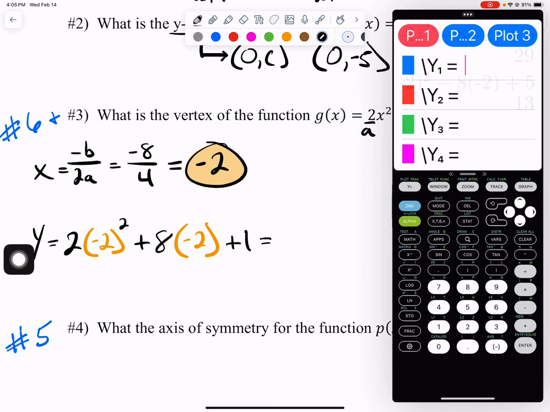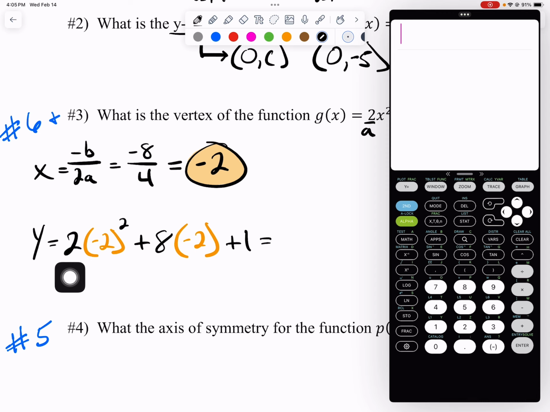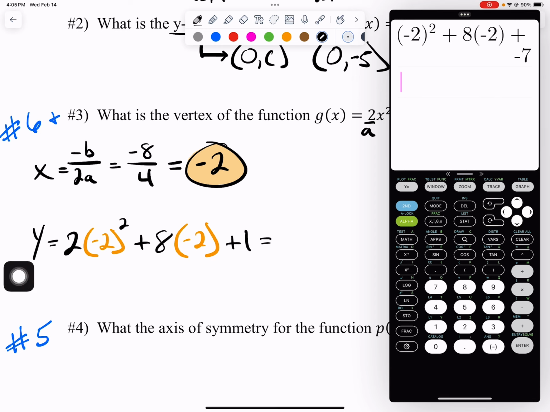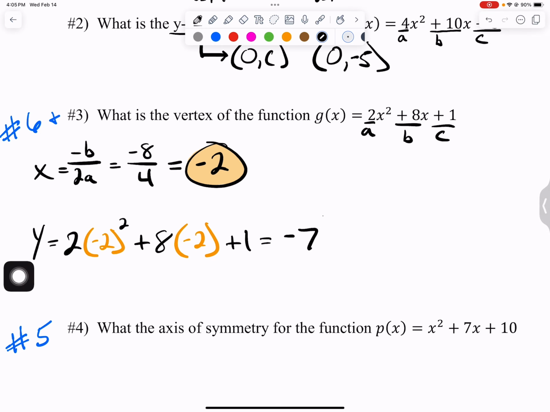All right, so we're just going to go ahead and put that into our calculator here. We're just going to put in 2. Open that parenthesis. Negative is right here. Don't get that confused with subtraction. Negative 2, close it. To square it, just simply hit x squared right here. Boom, done. Plus 8. Open another parenthesis. Negative 2 one more time. Close that again. Plus 1, hit enter, and we get negative 7. Wonderful. Making our vertex negative 2 and negative 7.